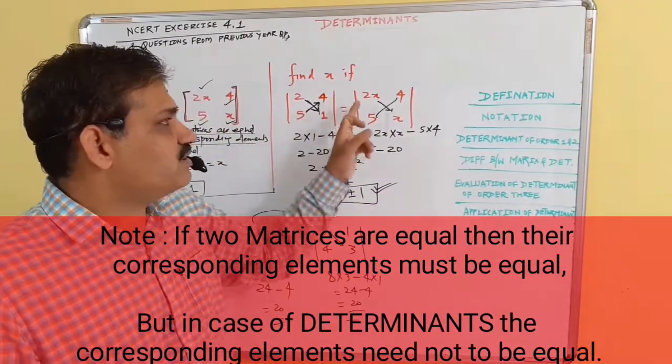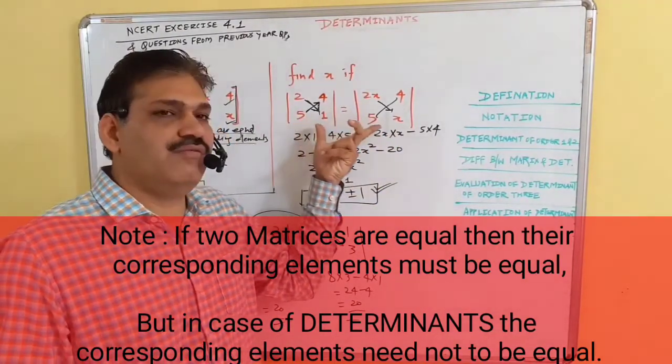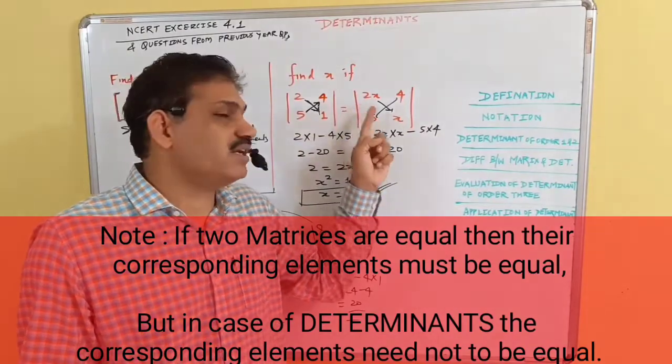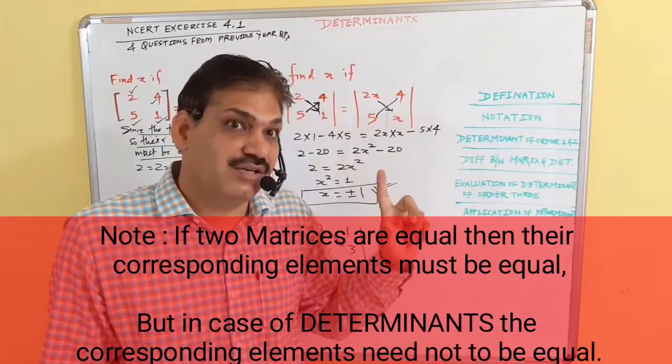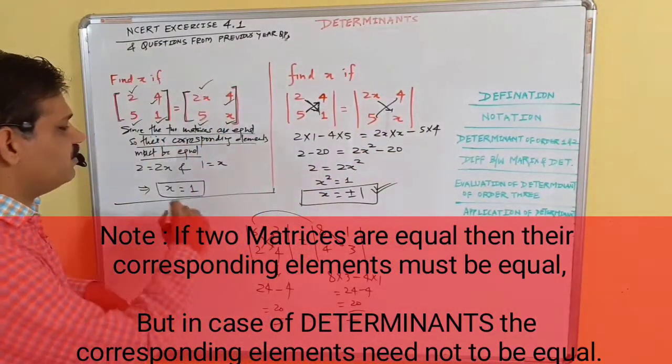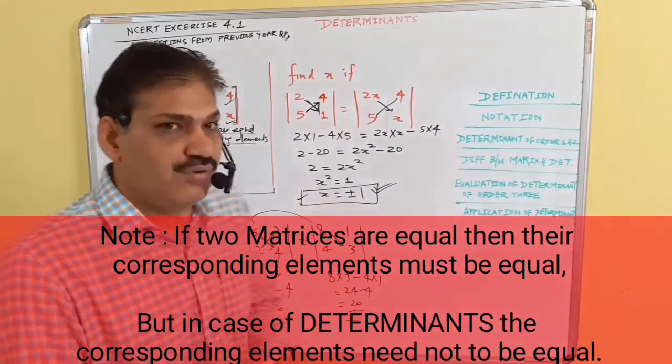Yes, if we take x is equal to 1, then the value of the determinants is the same, and if we take x is equal to minus 1, then also the value of these two determinants is the same. So here it gives only one value, but here it is giving two values.